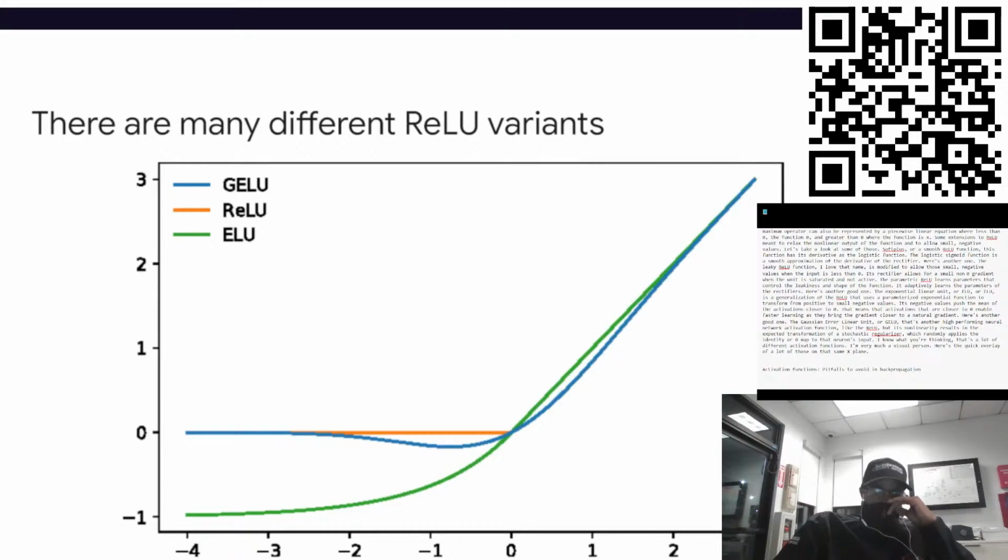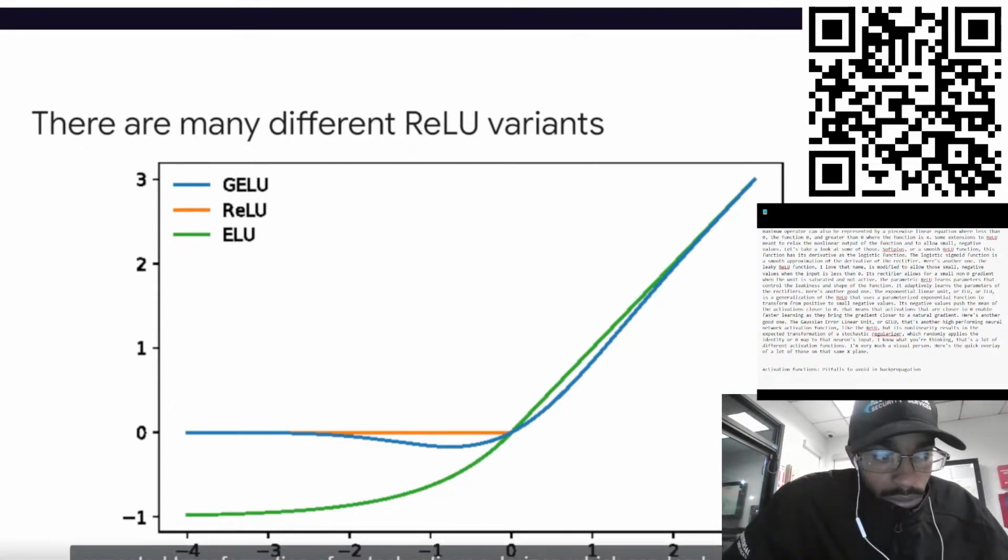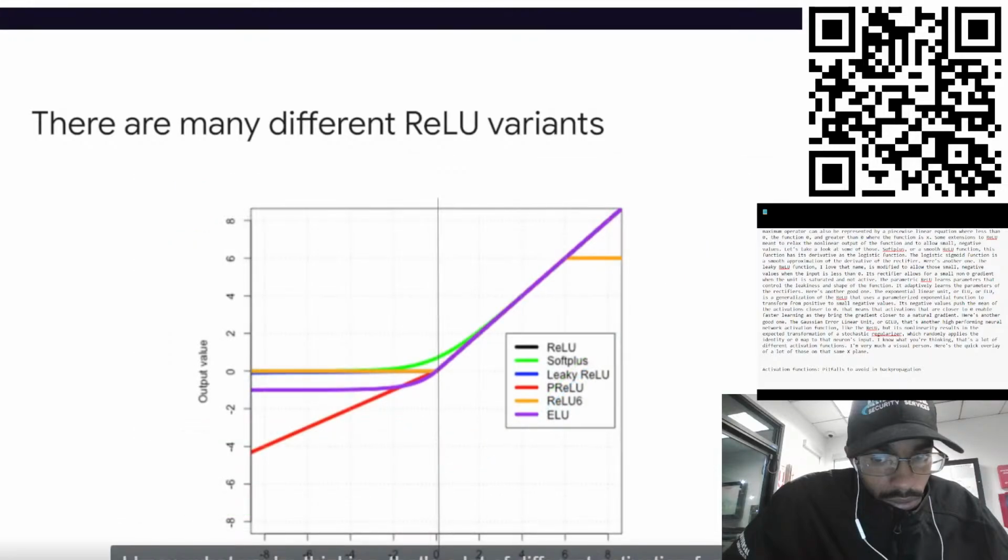Here's another good one. The Gaussian error linear unit, or GELU, is another high-performing neural network activation function like the ReLU, but its nonlinearity results in the expected transformation of a stochastic regularizer, which randomly applies the identity or zero map to that neuron's input. I know what you're thinking. That's a lot of different activation functions. I'm very much a visual person. Here's a quick overlay of a lot of those on that same XY plane.